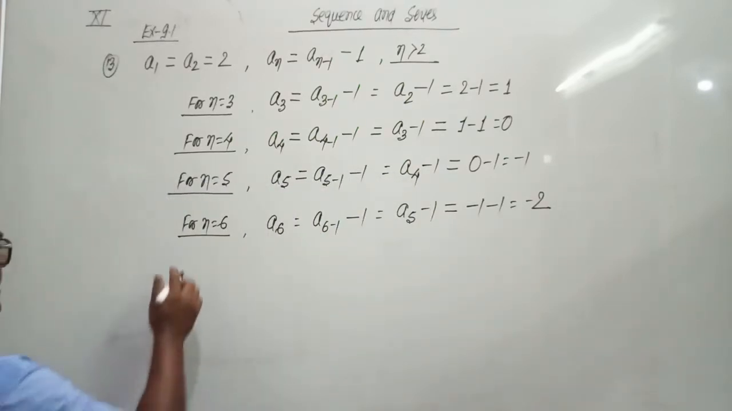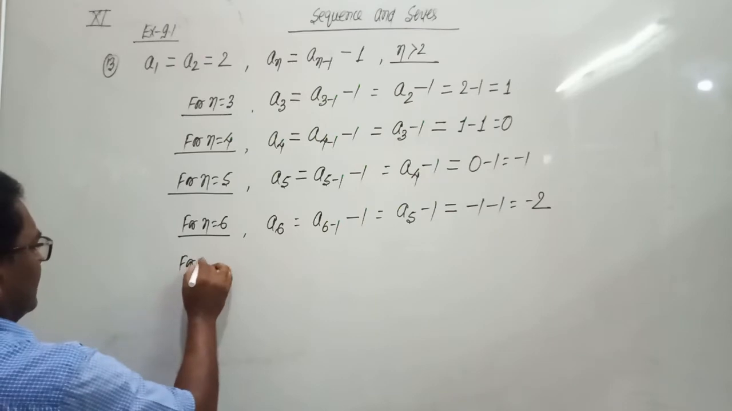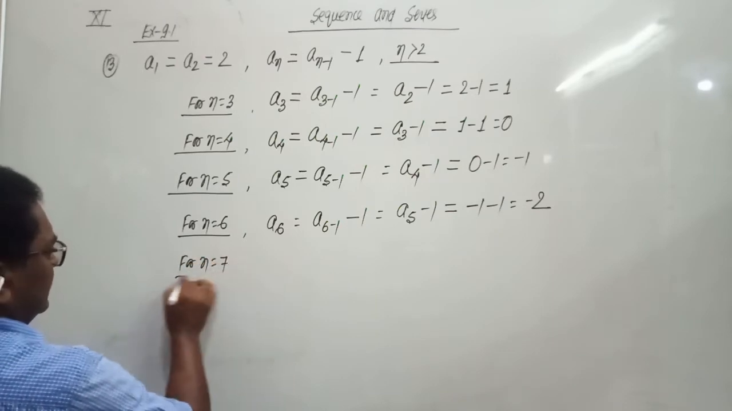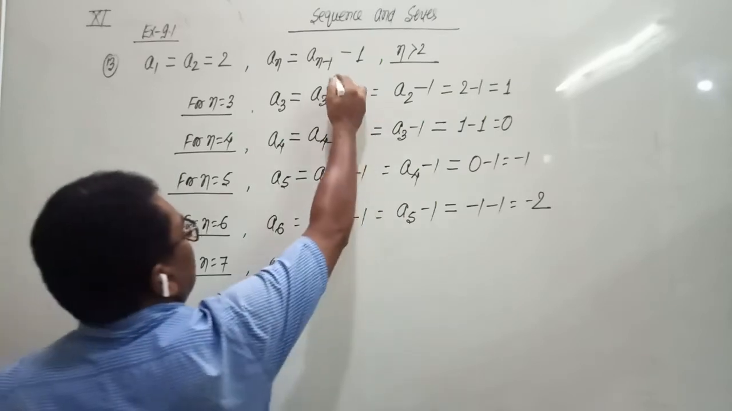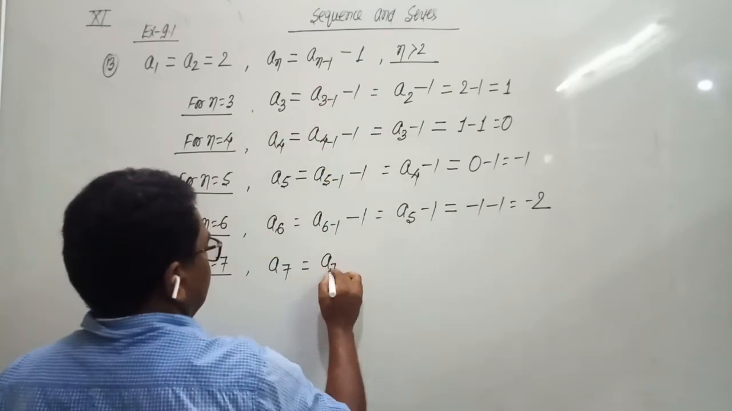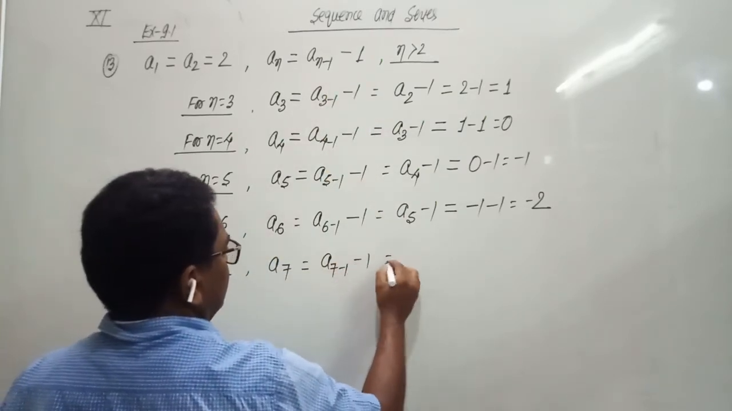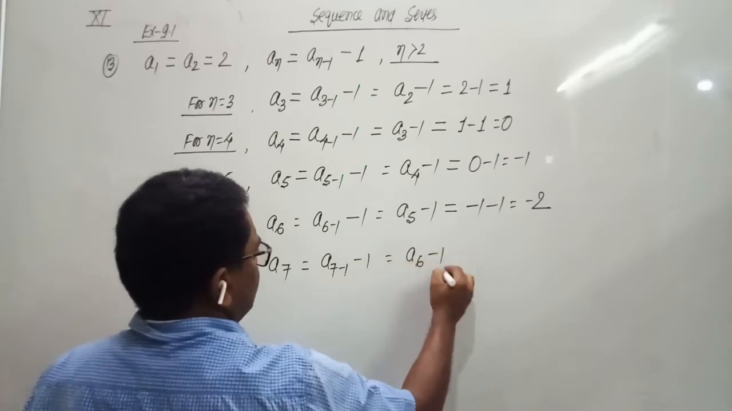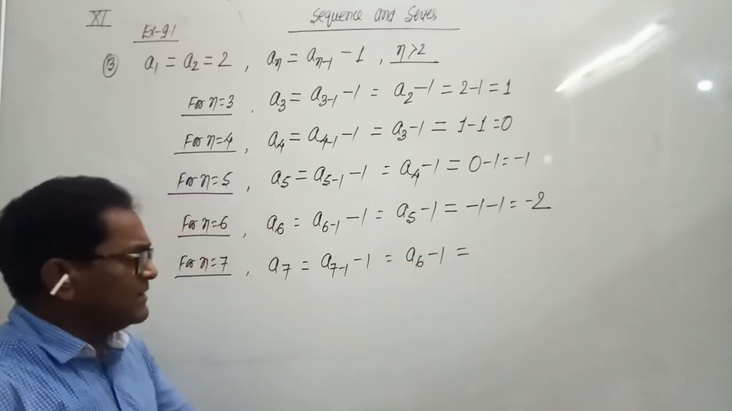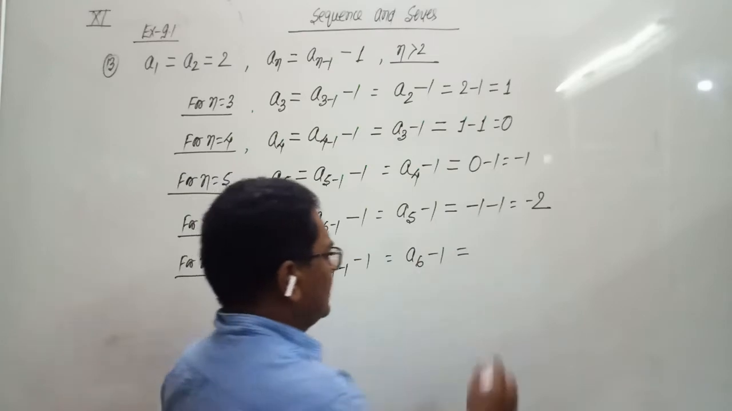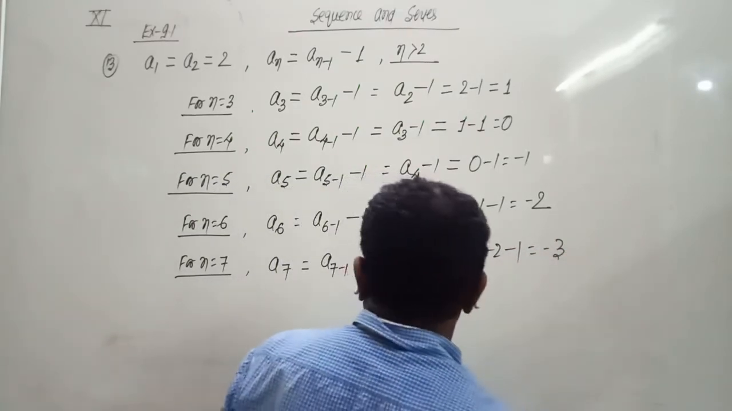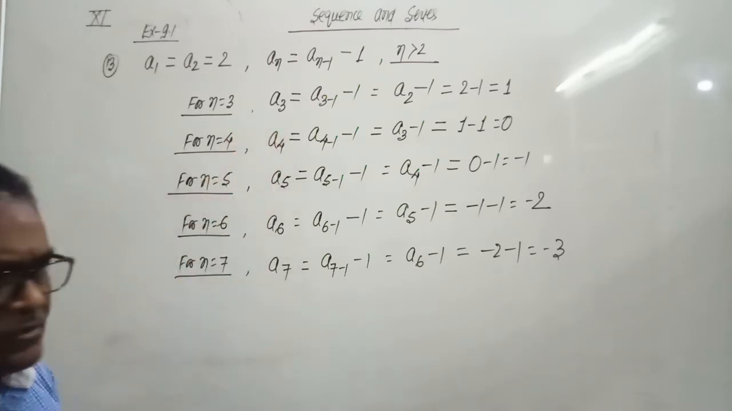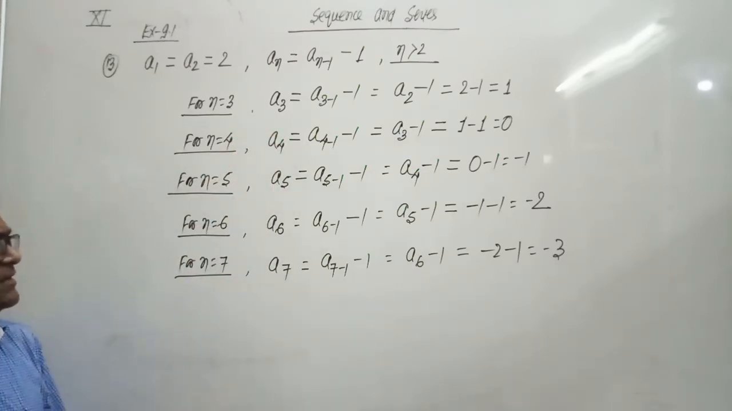Then put n equals 7. For n equals 7, a7 equals a(7 minus 1) minus 1, that is a6 minus 1. The value of a6 we have calculated is minus 2, so minus 2 minus 1 gives minus 3. So these are the 5 values: a3, a4, a5, a6 and a7.